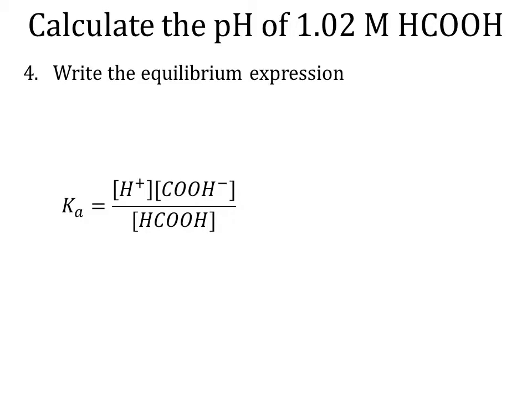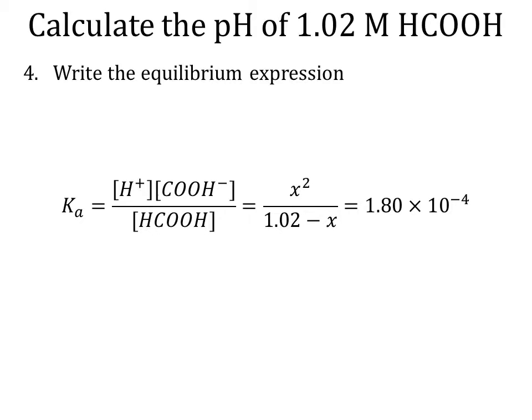The fourth step is to write the equilibrium expression. Ka is equal to the products divided by the reactants. In our chemical equilibrium, the products were H+ and formate, and the reactant was formic acid.